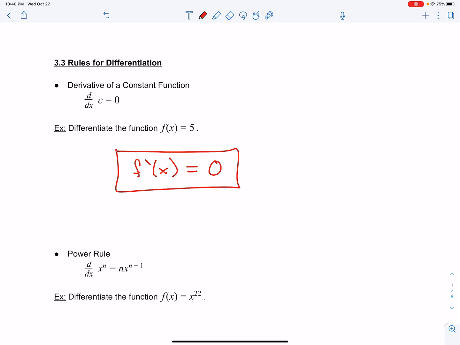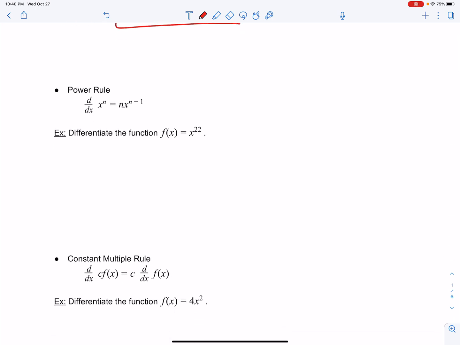So we don't have to go through that whole long limit notation, taking the limit as h approaches 0 of f of a plus h minus f of a over h, or the limit as x approaches a of f of x minus f of a over x minus a. We can just say we know these things about derivatives. This is true.